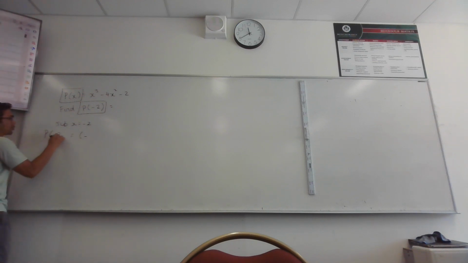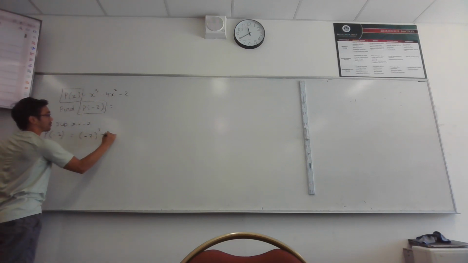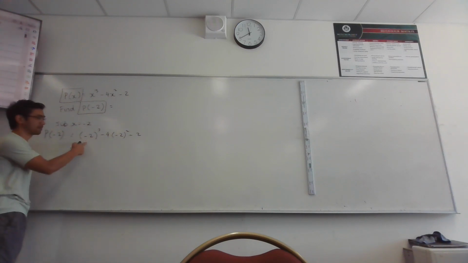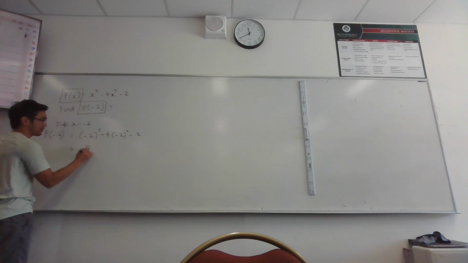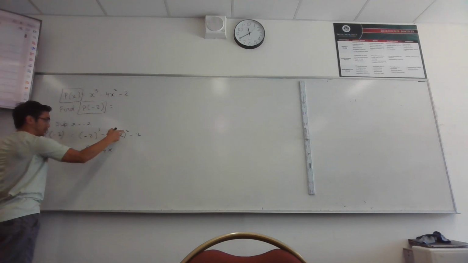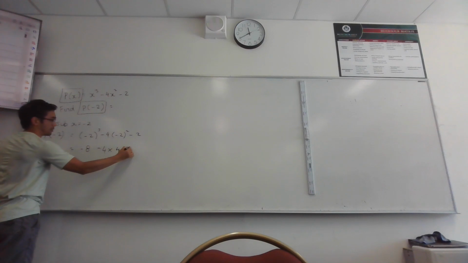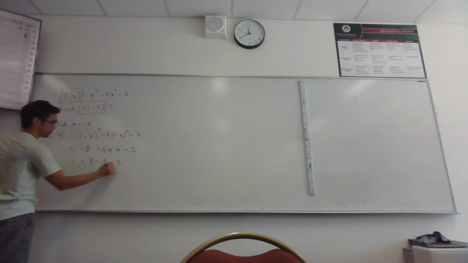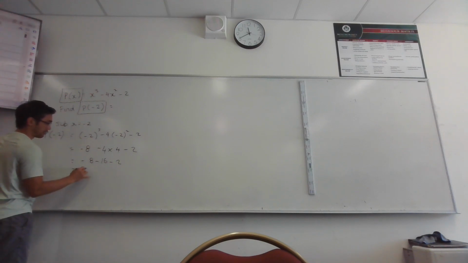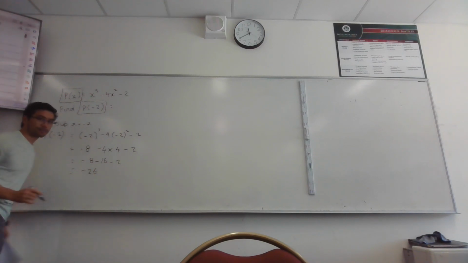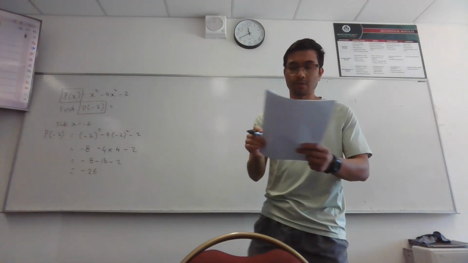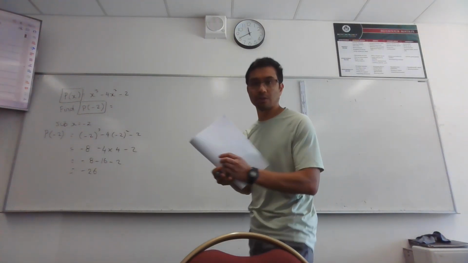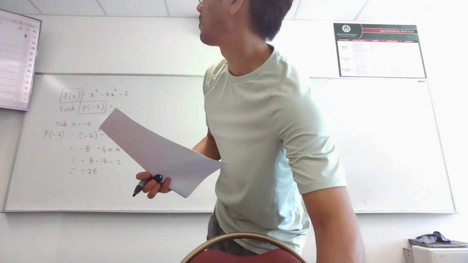So for p(-2), our x is changing to a -2. What's -2 cubed? -8, don't forget the negative. -4 times -2 squared. So 4. Okay. -8, take away 16, take away 2 is -26. Let's do question 2. Any questions with that?